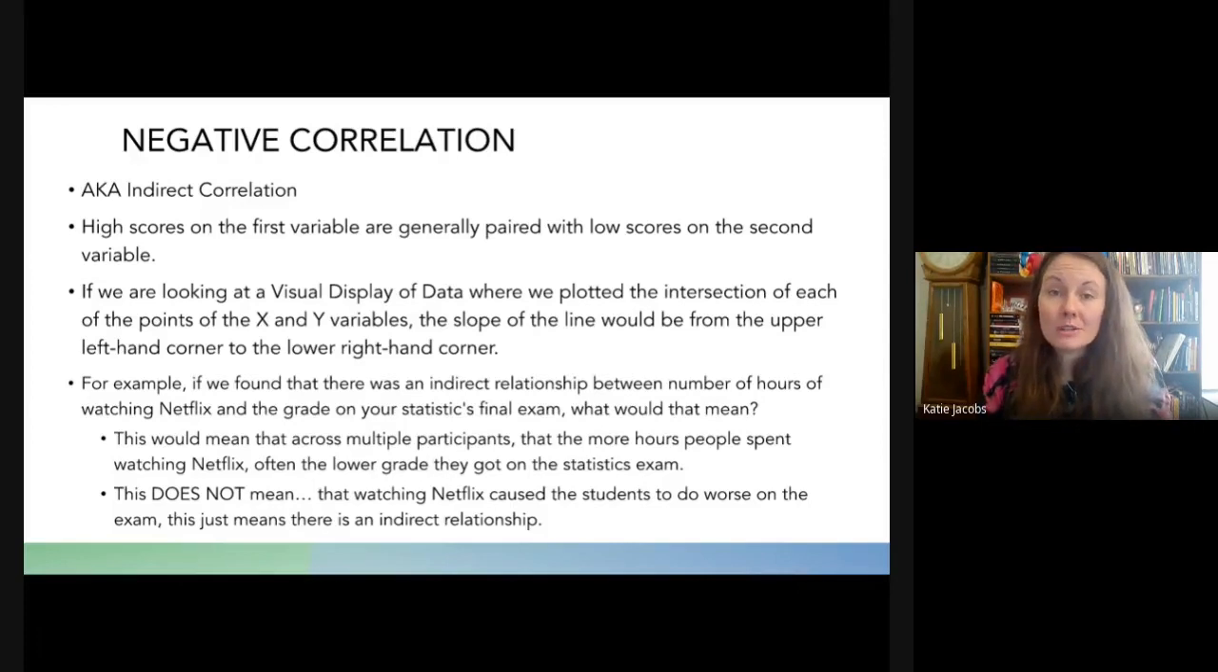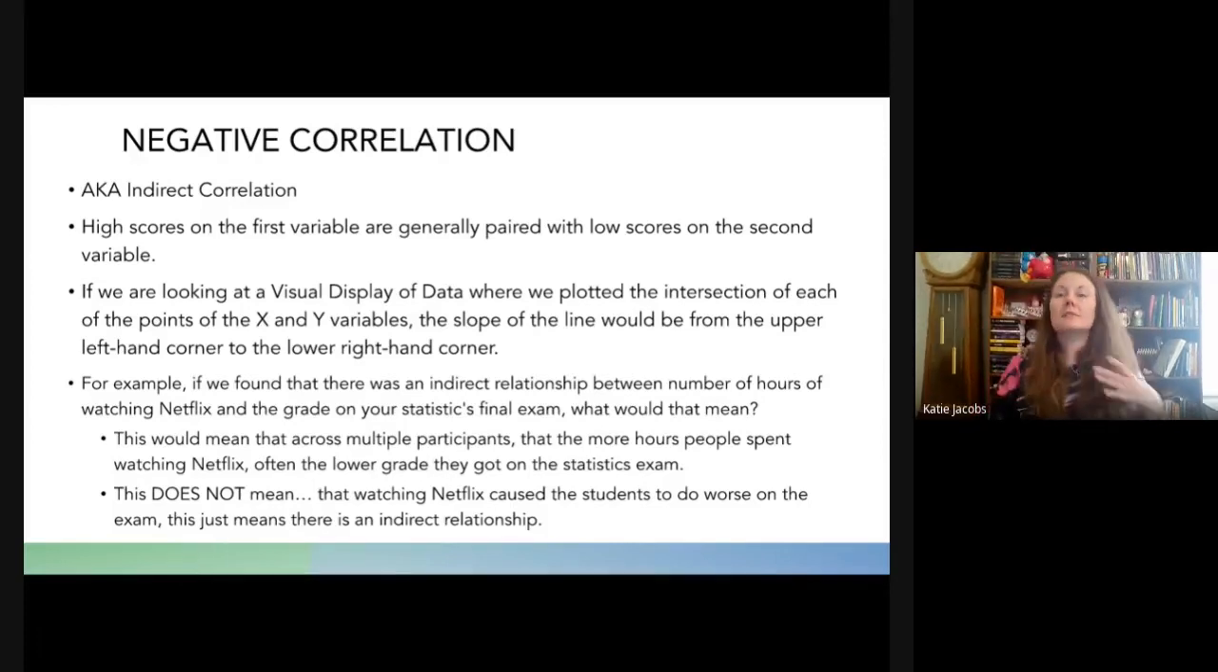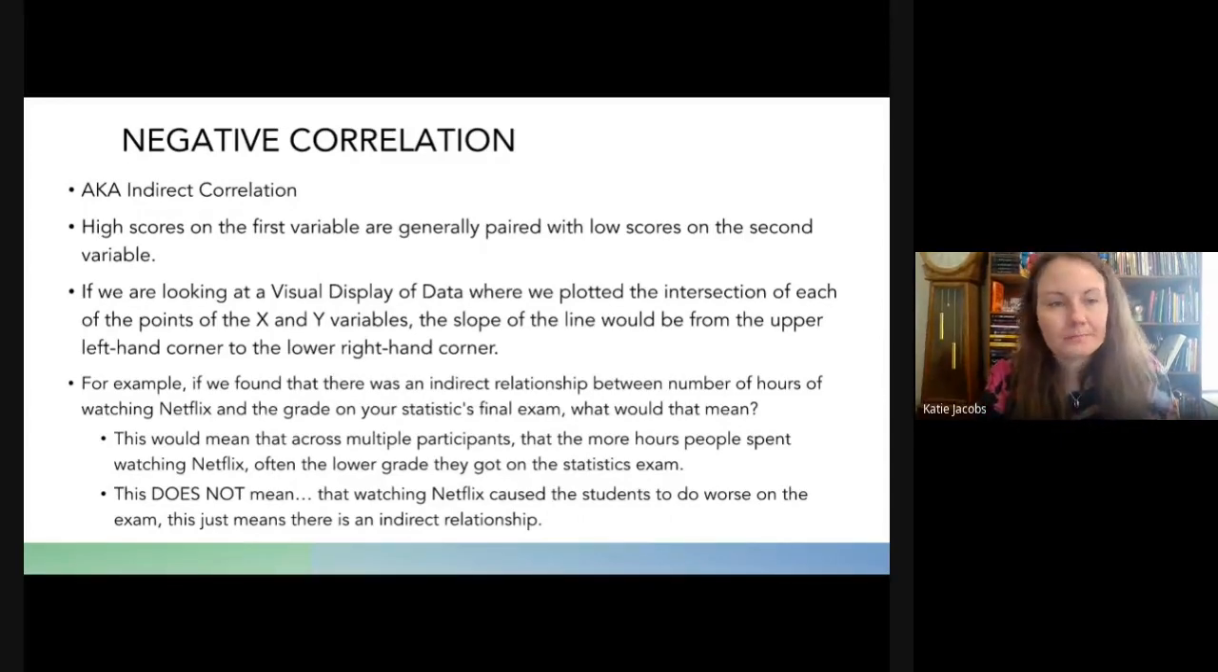So for that example, we would use an independent samples t-test, which we've already done. So we cannot find causation with the correlation.